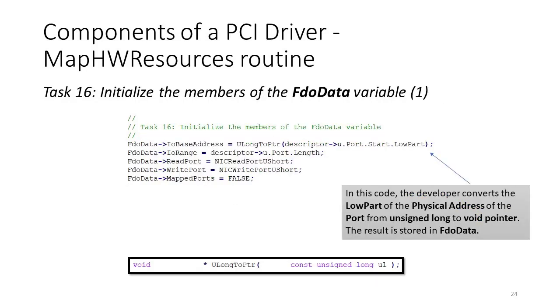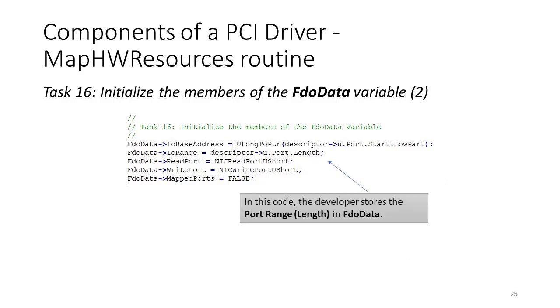Task number 16, initialize the members of the FDO data variable. In this code, the developer converts the low part of the physical address of the port from unsigned long to void pointer. To perform the conversion, the developer used the ulong to ptr inline function. The result is stored in the FDO data.